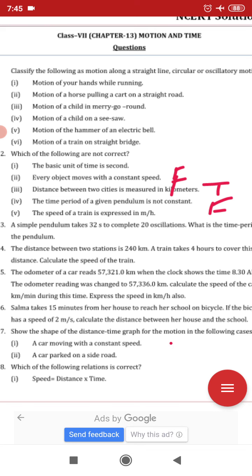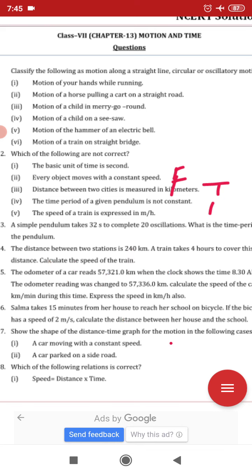And the last one, the speed of a train is expressed in meter per hour. No, meter per hour is not the appropriate unit. Kilometer per hour. We express the motion of a train in the form of kilometer per hour. Okay, so you got your answer.